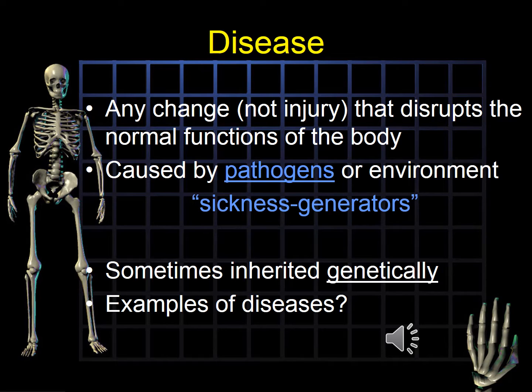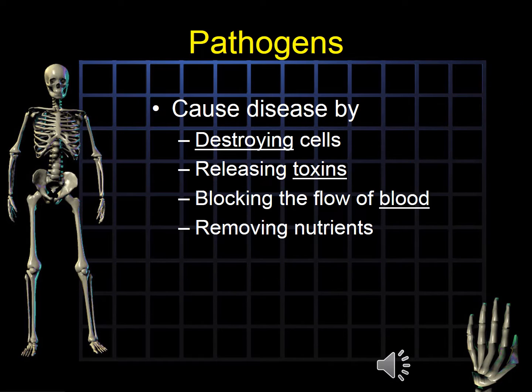Pathogens, once again, are bad things that cause sickness. What they do is cause the disease. They cause you to be sick by destroying cells. Sometimes they release toxins on top of that. If there's enough of them, they may actually block the flow of blood to places where the blood is needed. They also use nutrients that should be for your body. They actually eat them instead of you. So they cause diseases in many ways.